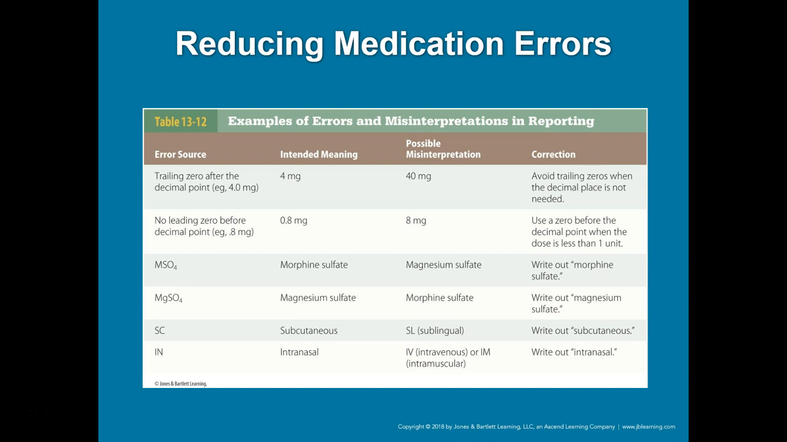Now, you should always put a leading zero before the decimal. So if you're giving less than 1, put a leading zero on there. 0.8 milligrams. So always do that. Be careful with your abbreviations, of course, as it gives an example of the difference between magnesium sulfate and morphine, sub-Q versus sublingual. Be careful with your abbreviations and your penmanship if that's an issue.